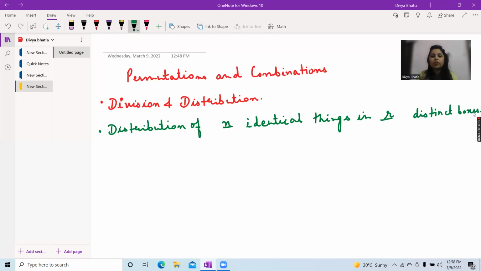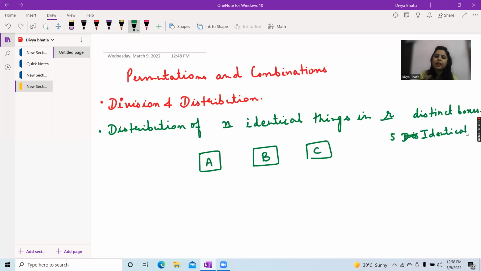So let me just give you a quick example. Suppose I want to distribute 5 identical things in 3 distinct boxes. I've named these boxes A, B, and C. And I have 5 identical things. Right now I'll be asking you, in how many ways can I distribute 5 identical things in these 3 boxes? So the number of ways can be: I put 2 things in A, 1 thing in B, and 2 in C.